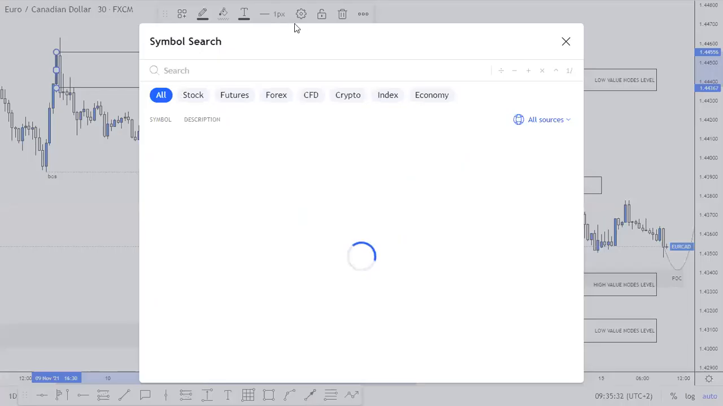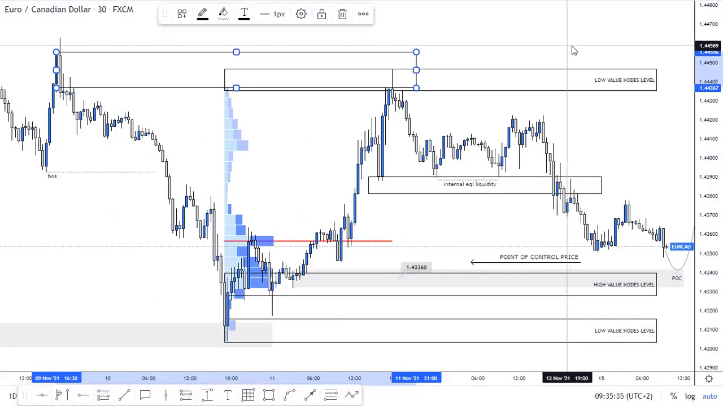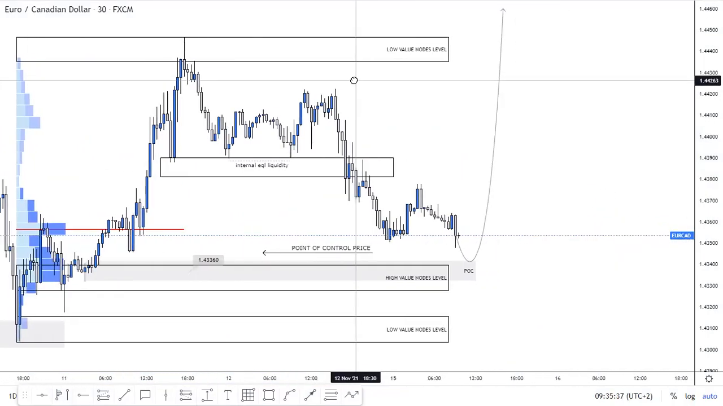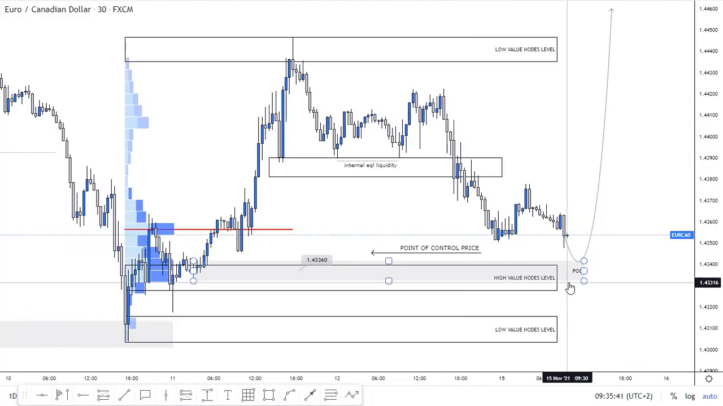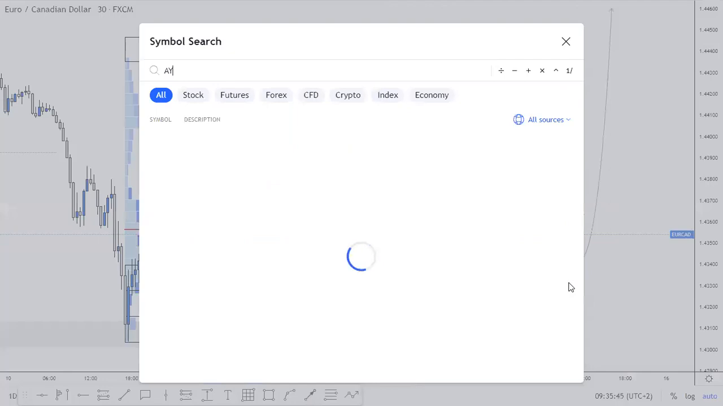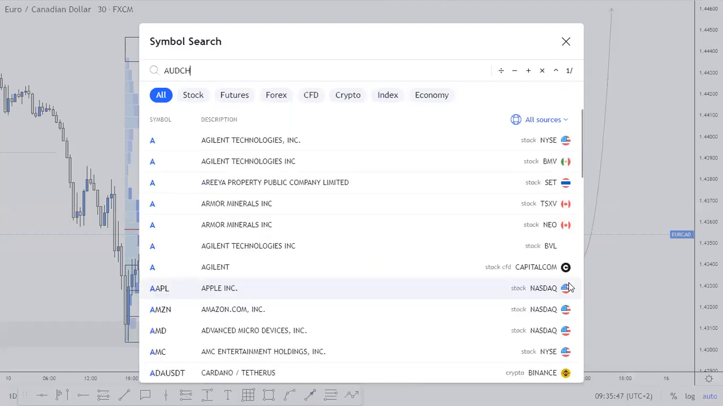We don't really follow this one. You get a point. But I'm going to follow the buy because it's high confluence. You can see your numbers. We have high confluence in this buy. You get a point. AUD CHF.